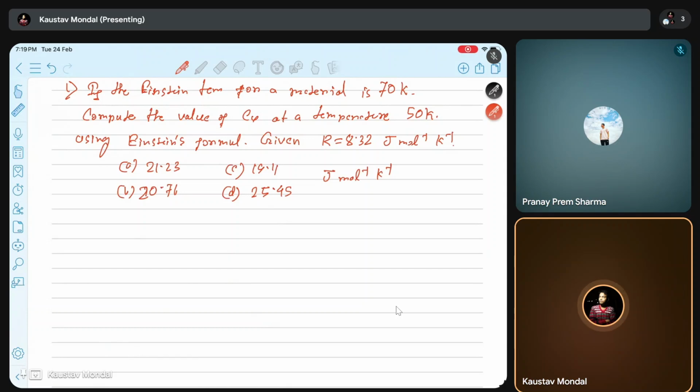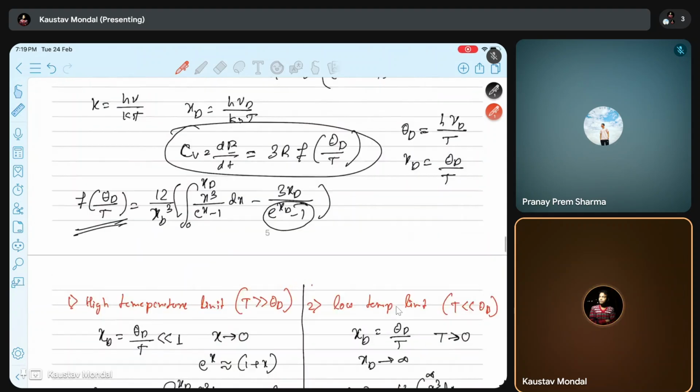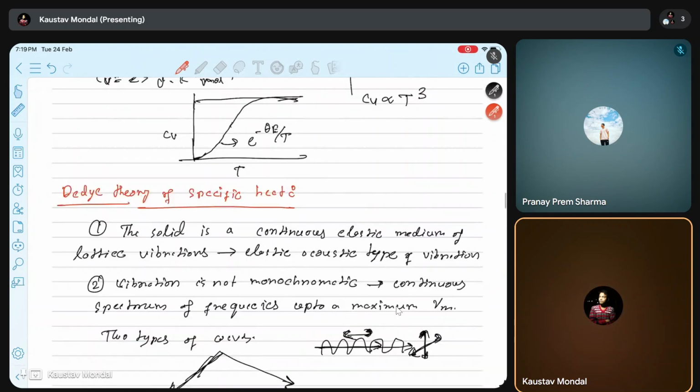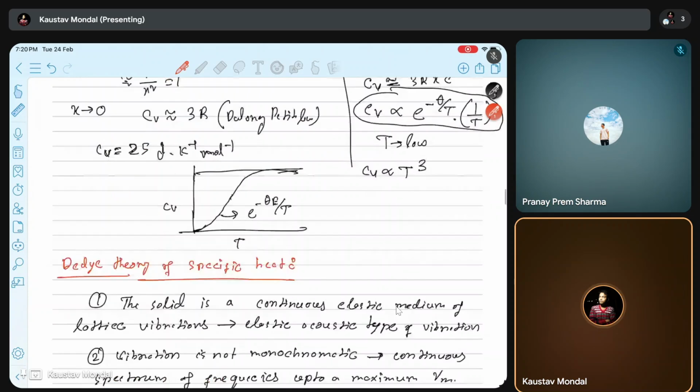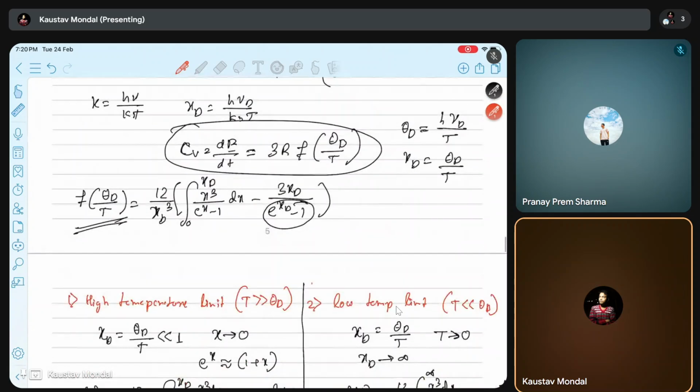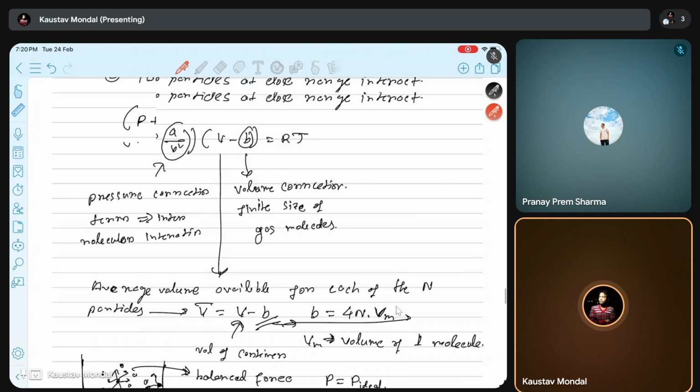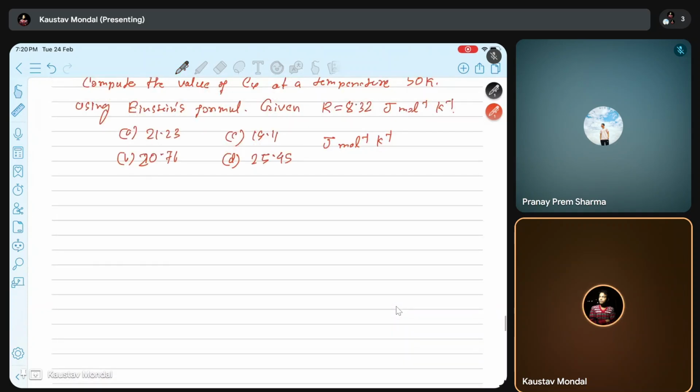Now, Einstein formula means here that we have previously discussed the Einstein formula, right? So that is basically this formula, okay, for the general case, not for the extremum cases. So that expression we have to use. So here, let me first write the expression.